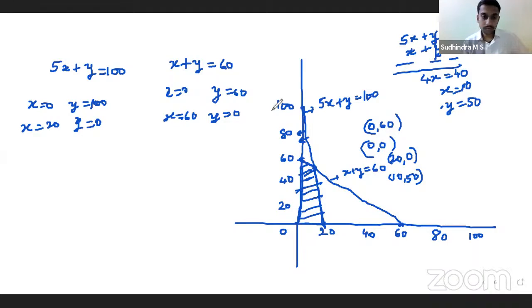Sir, can you tell how did we get the points? See, this is the common area, you understood. So in the common area, the corner points are the feasible solutions. This is 0, 60. This is 0, 0. This is 20, 0. This one is not on any of the axes, but how can we find out? This is the intersection point of these two lines. It will satisfy both the equations. So solve the two equations, you'll get the point 10, 50.